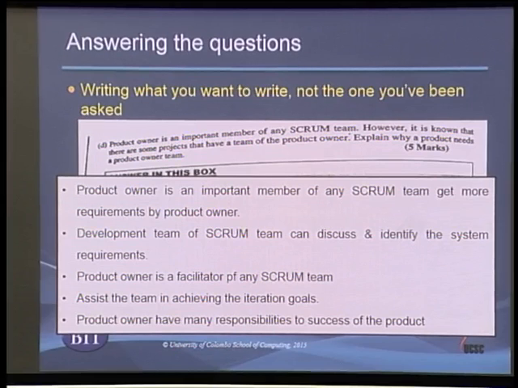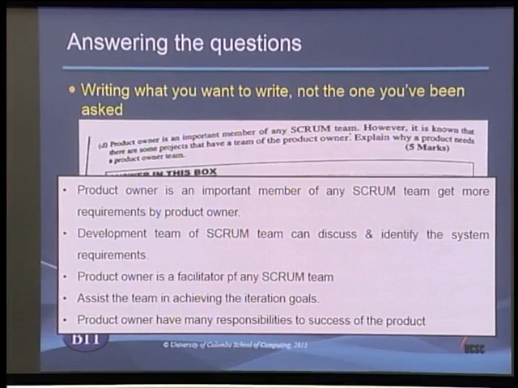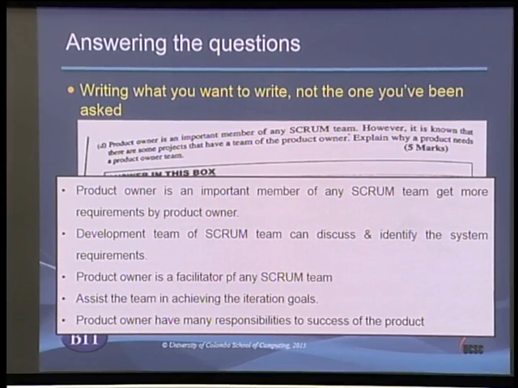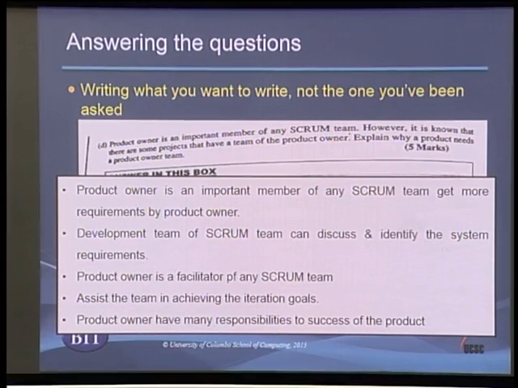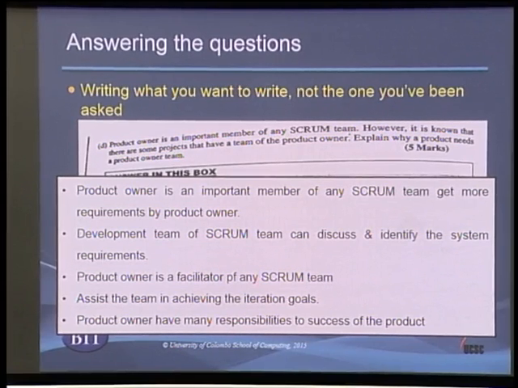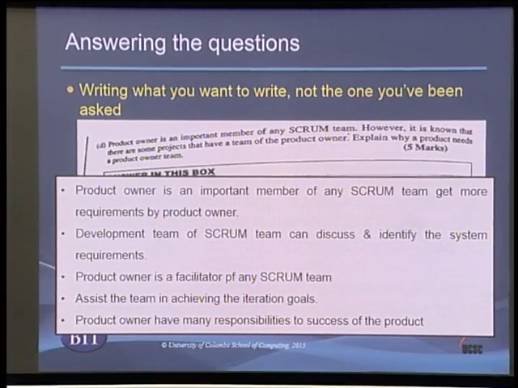Another example that another student has given, and I have typed the same answer that the student has given. Here also he is saying product owner is an important member of any Scrum team, which is actually written in the question, so you don't have to repeat the question again. Development team of Scrum team can discuss and identify the system requirements.